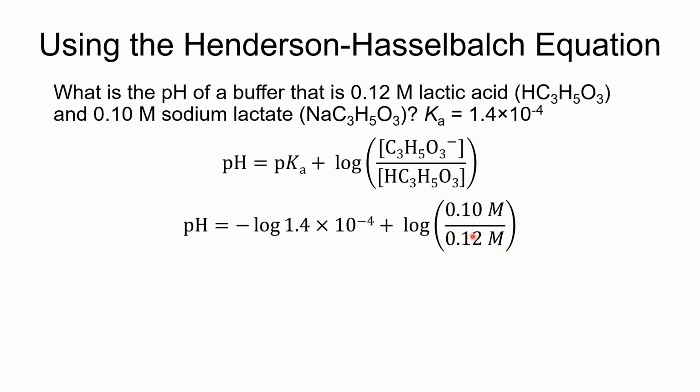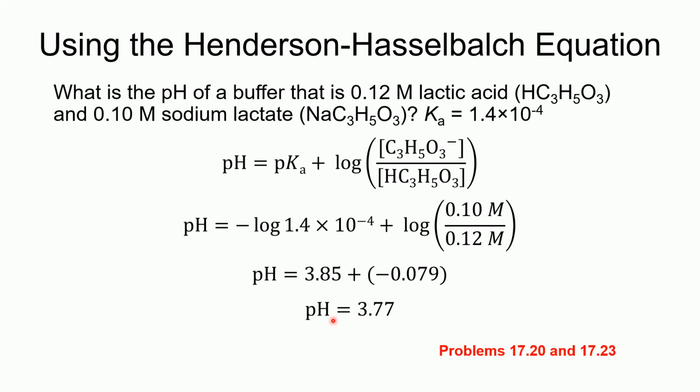When we put those in, you'll see this number is negative because log of 1 is 0. And if this ratio is less than 1, you're going to get a negative component here. If this ratio is greater than 1, you will have a positive component there. But it comes out a little bit negative there. And you'll see we get the number 3.77. So that is the pH of that particular buffer. So we're going to go look at numbers 20 and 23.